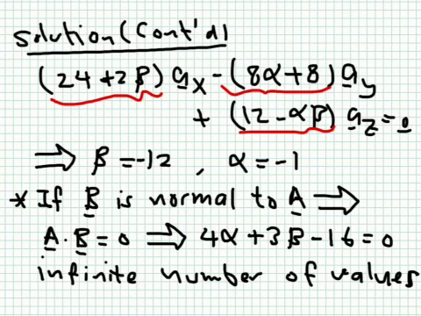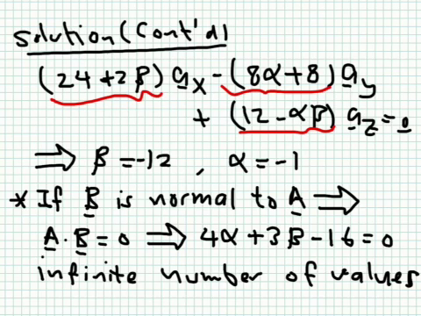If 24 plus 2 beta is equal to 0, beta is equal to minus 12. If 8 alpha plus 8 is equal to 0, then alpha is equal to minus 1, and this automatically satisfies the third part for the z component. So this means for these two vectors to be parallel, beta must be equal to minus 12 and alpha must be equal to minus 1.